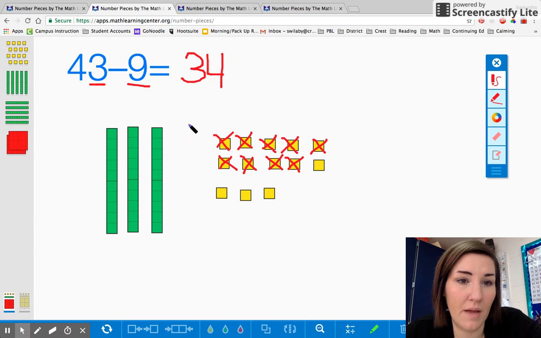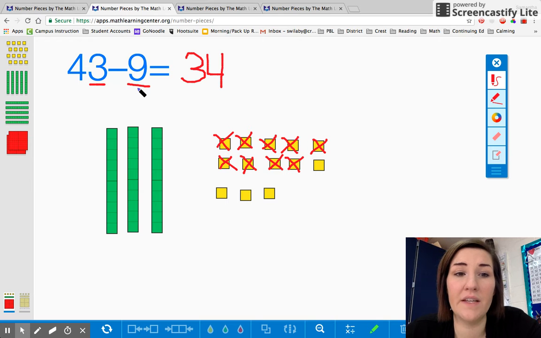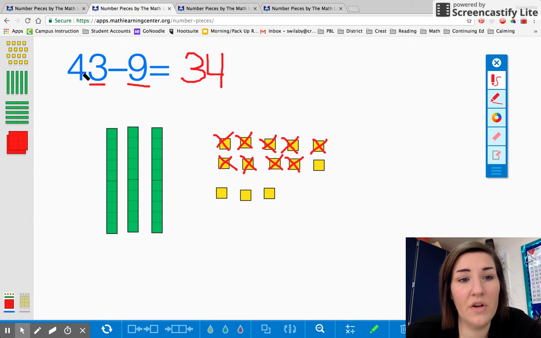So you can see how sometimes when the ones place is larger and the number you're subtracting is bigger than the ones place, then from the number you're starting with, you're going to need to regroup or borrow some tens and make them into ones.